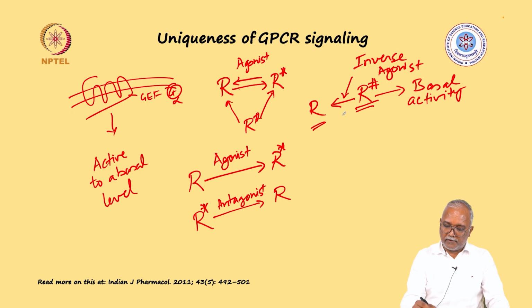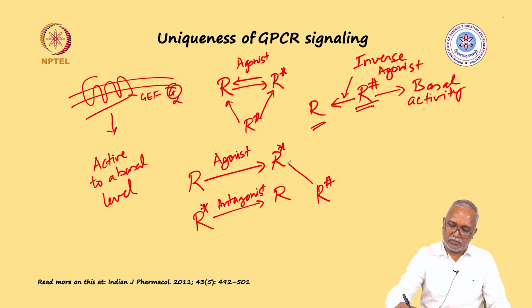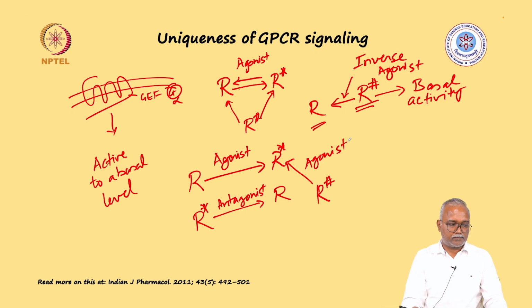The agonist which is here not only will be able to take R to R star, but also R intermediate will go to R star. So this is also done by agonist. And if you think about the antagonist, we have already seen how it will ensure that activated receptor here goes to inactive receptor.